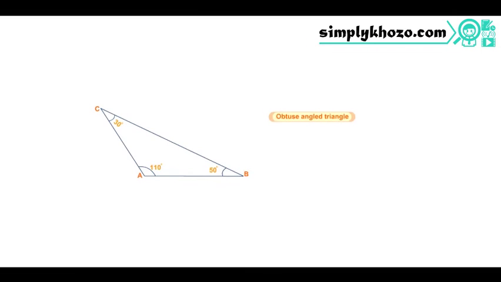Obtuse angle triangle. A triangle one of whose angles is obtuse is called an obtuse angle triangle. You will recall that an angle having magnitude greater than 90 degrees and less than 180 degrees is called an obtuse angle. For example, in triangle ABC, the magnitude of angle A equals 110 degrees. Hence, triangle ABC is an obtuse angle triangle.